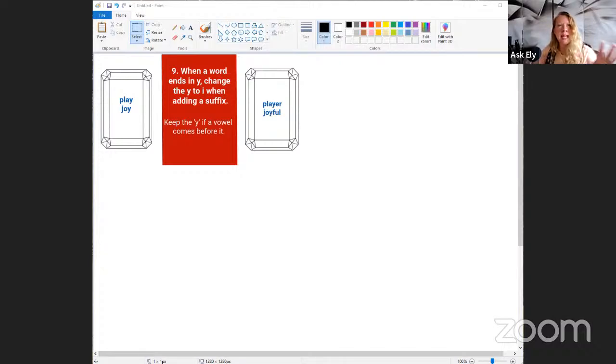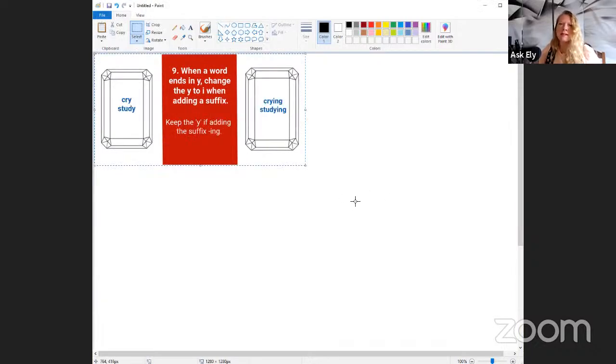Okay, so we have play. Do you see the A, A-E-I-O-U? It's an A, vowel. Play, suffix is E-R, player. Joy, O-Y, suffix, joyful. Okay, that one's fairly easy to remember, I think.